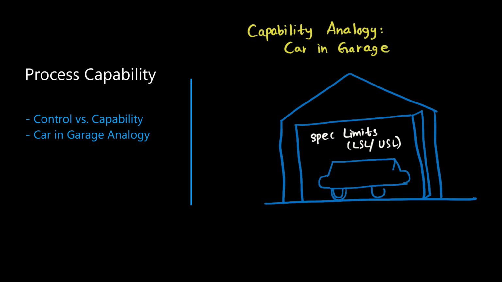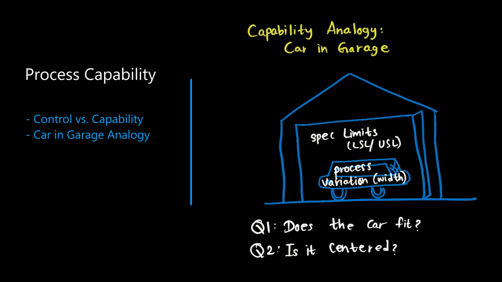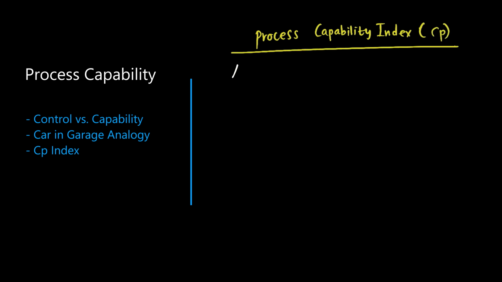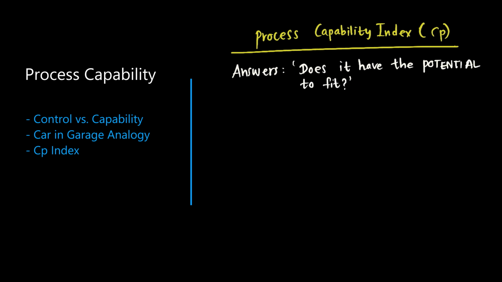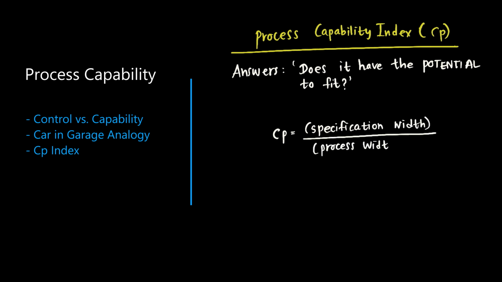Process capability analysis answers two questions. First, is your car physically narrow enough to fit through the garage door opening? Second, are you a good enough driver to park it in the middle without scraping the sides? There are two key measures for this, CP and CPK. CP is the first and simpler measure. It answers the question, is my car narrow enough to fit through the door? It is the ratio of the specification width, the garage door opening, to the process width, the car's width.